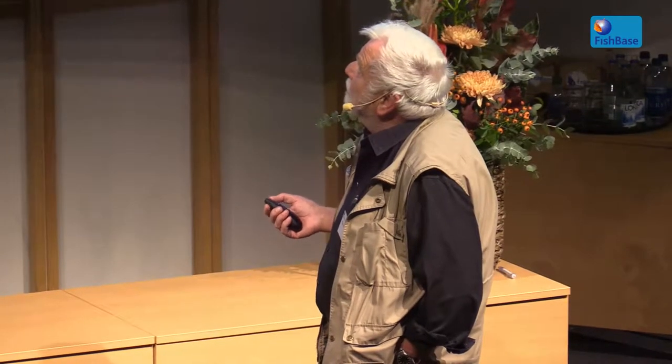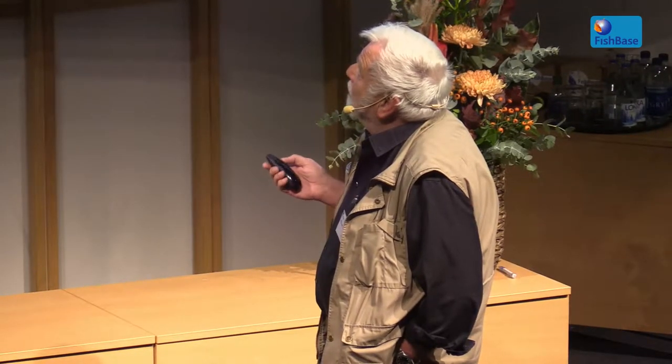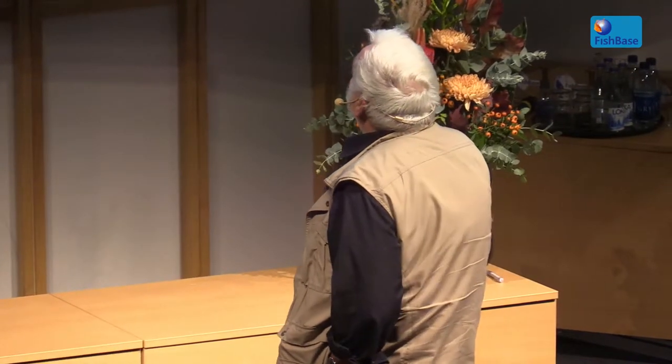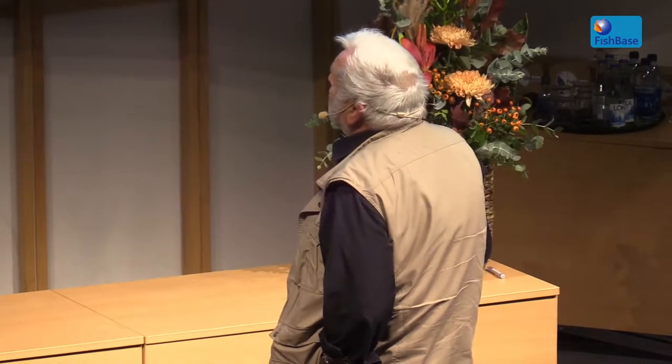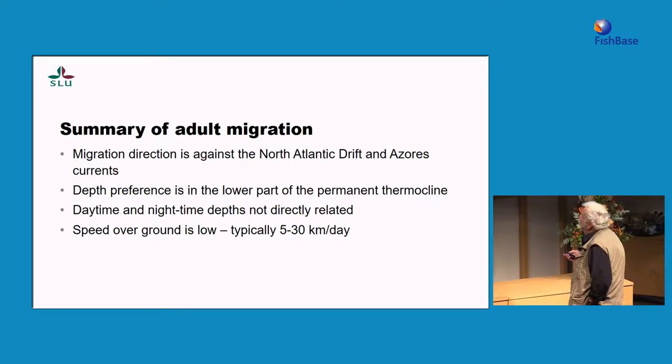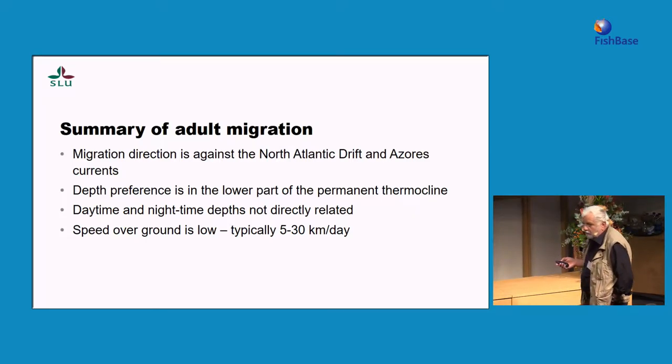So, to sum up this one, the direction seems to be against the North Atlantic drift and the Azores currents. Depth preference is somewhere in the permanent thermocline. And speed over ground is low, typically just 5 to 30 kilometers per day.